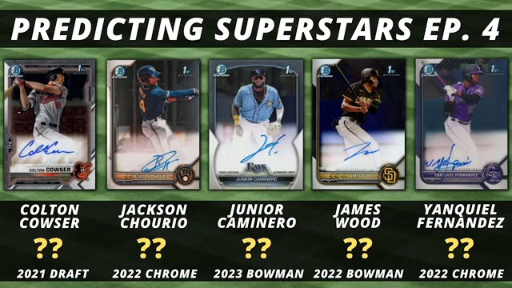Now, it's been a while since I've done one of these episodes, and in this series, we compare the career minor league stats of minor league players today versus the career minor league stats of today's superstars. In this episode, we're going to be looking at Colton Cowser, Jackson Chourio, Junior Caminero, James Wood, and Yanquiel Fernandez.